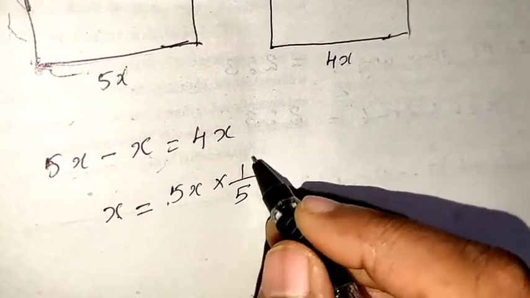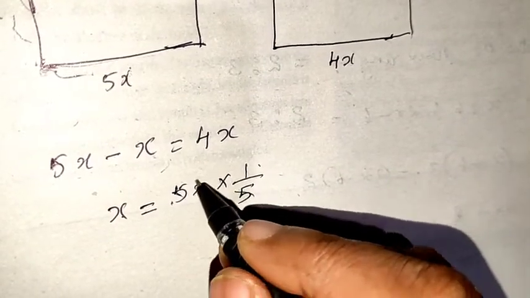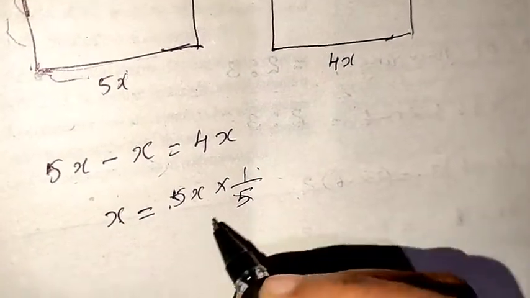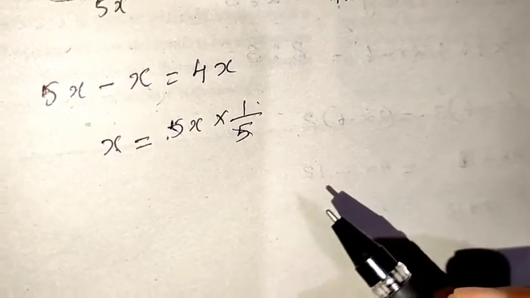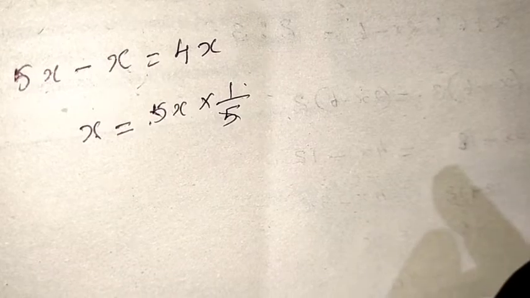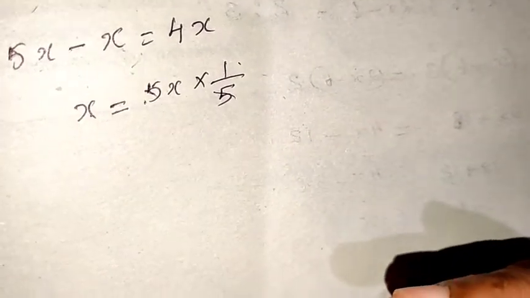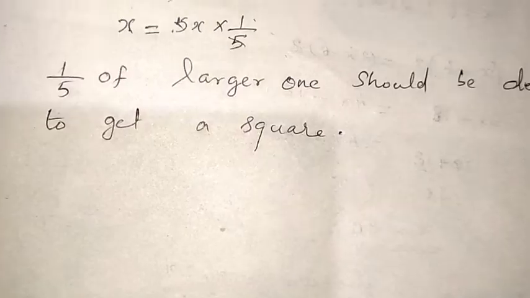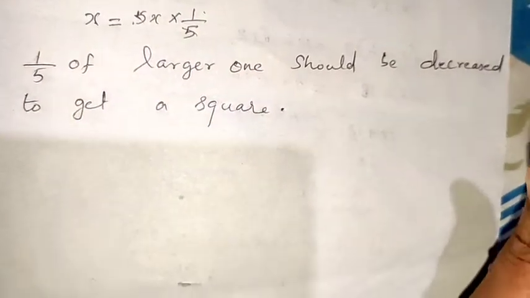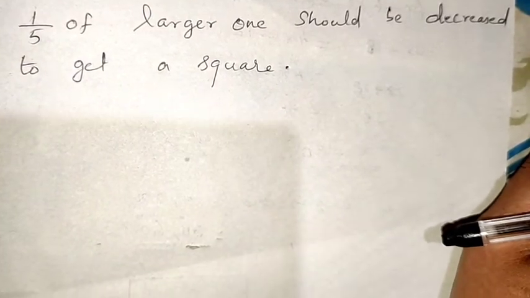And what about 1 by 5 of 5x? See, the 5 and 5 get cancelled, that is x. So 1 by 5 of the larger one should be decreased to get a square. Okay, thank you.